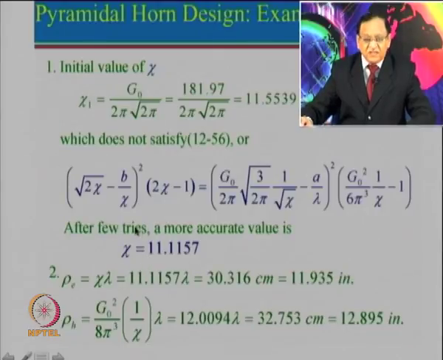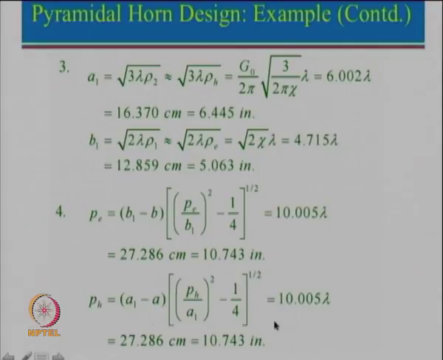And then once xi is known, or we can say x is known, then we can find out all the other parameters like rho e, rho h, and then a1, b1, and other dimensions. And that completes the design.